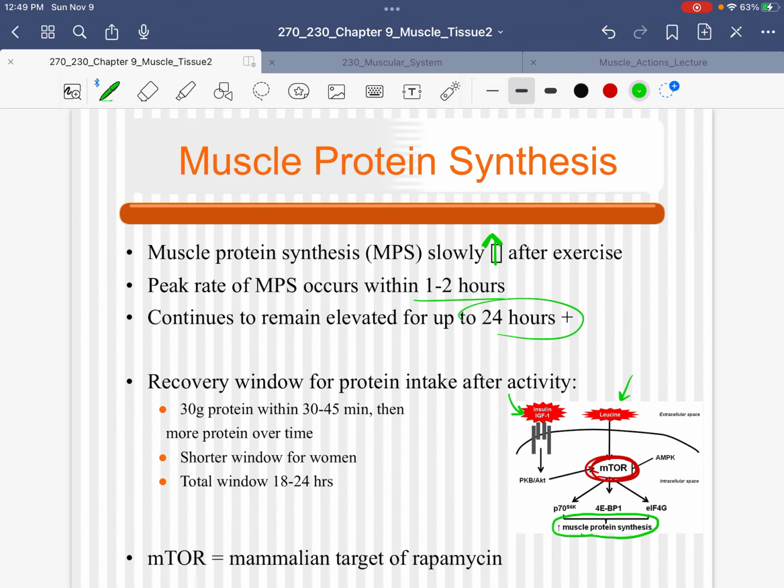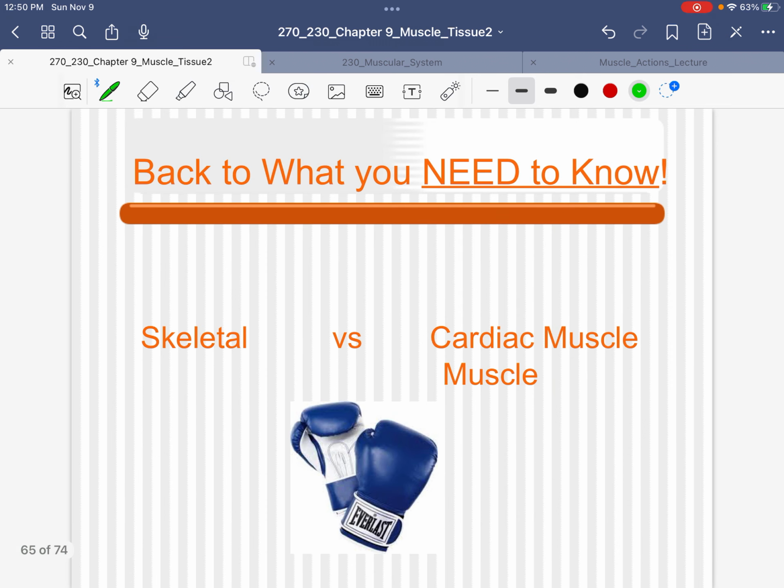You don't need to know all this. The only thing I needed you to know for this is mTOR. It's important to bring in protein after an exercise. We have a recovery window. Okay. All right. I want to go back briefly and revisit cardiac muscle.